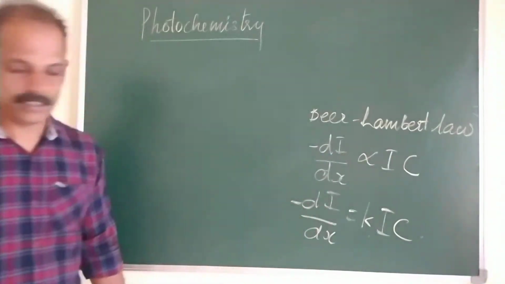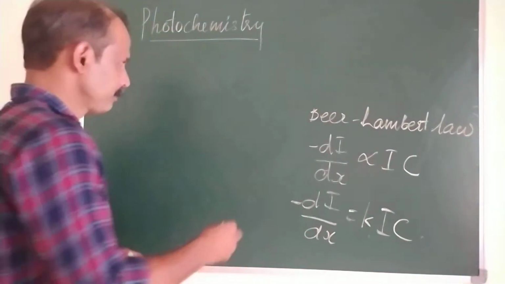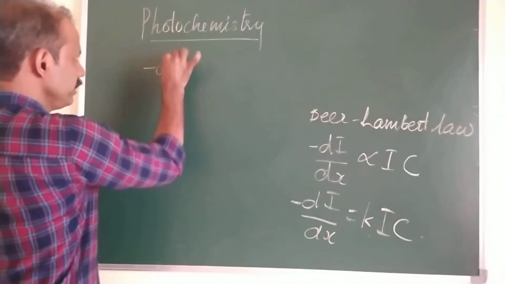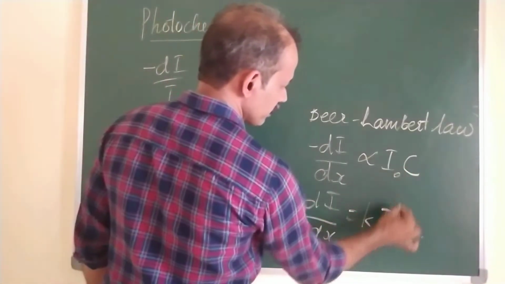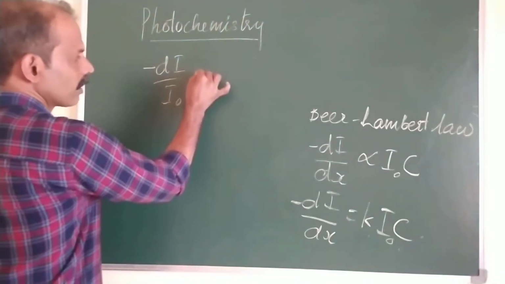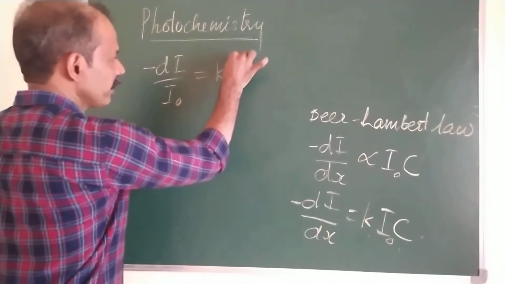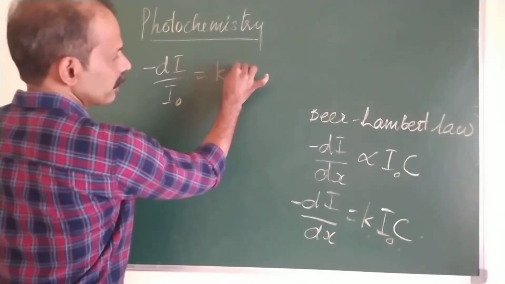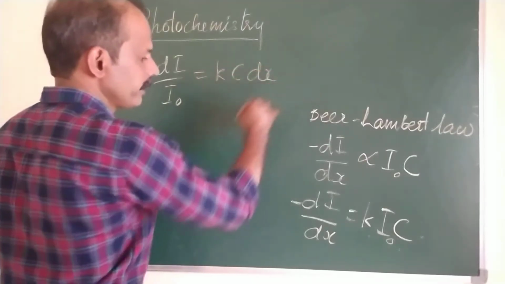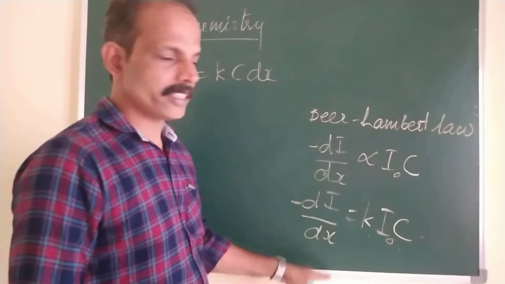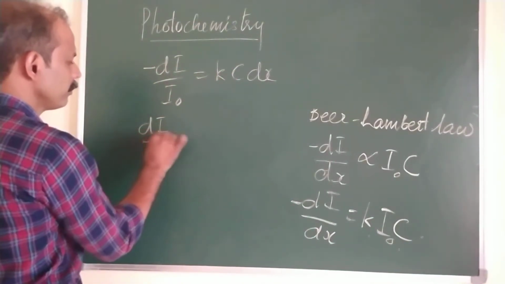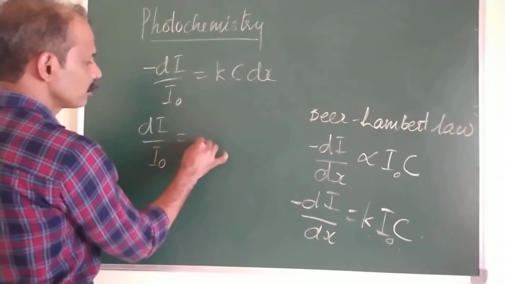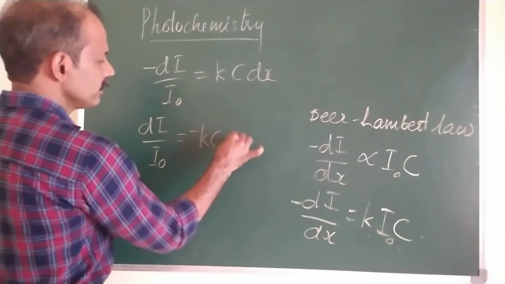And rearranging this, we get minus dI by I0 is equal to K C into dx. Just rearranging. Now we can change the sign also, that is dI by I0 is equal to minus Kc dx.